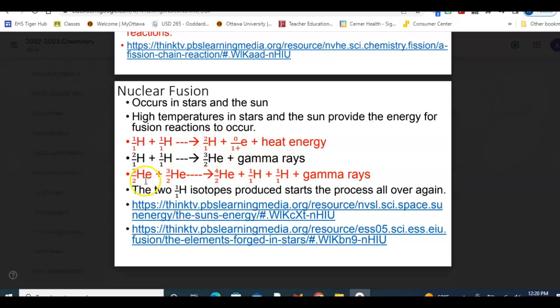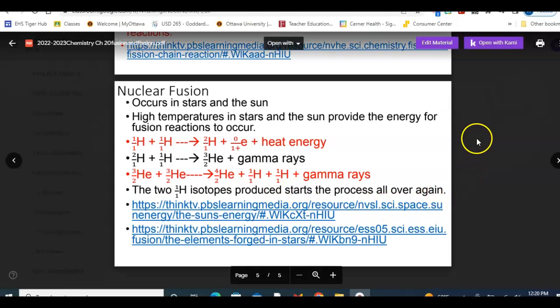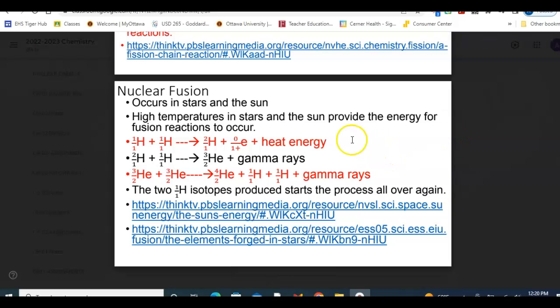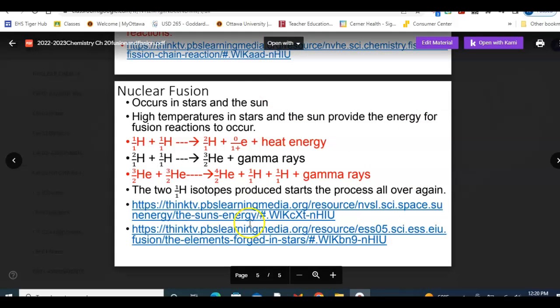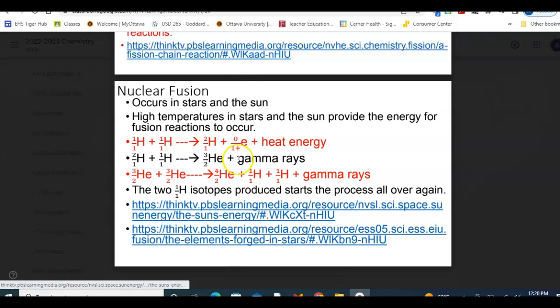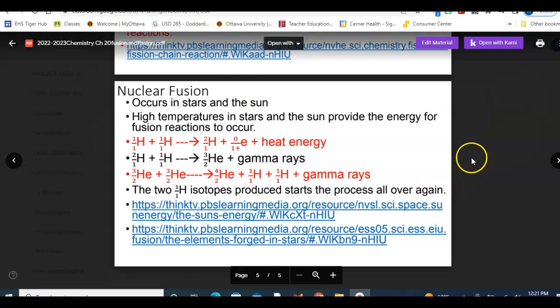This helium-3 is now a reactant, and it fuses with another helium-3, and it produces a helium-4 and 2 hydrogen atoms and a bunch of gamma rays. And then these 2 hydrogen isotopes produced start the process all over again. So it's basically 3 reactions to get all of this energy for fusion reactions. Like I said, please make sure you are watching these 3 videos. They give you a good explanation of fission versus fusion.